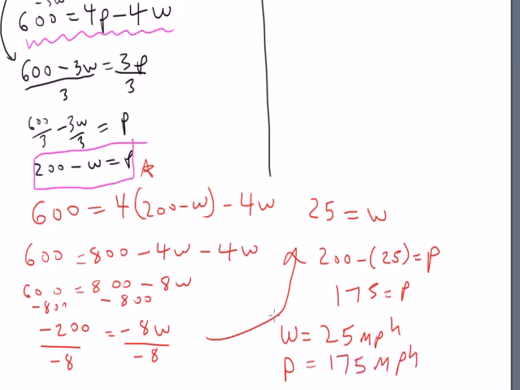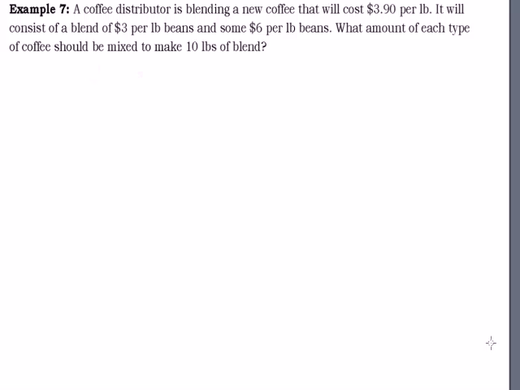Example 7 reads, a coffee distributor is blending a new coffee that will cost $3.90 per pound. It'll consist of a blend of $3 per pound beans and some $6 per pound beans. What amount of each type of coffee should be mixed to make 10 pounds of blend?